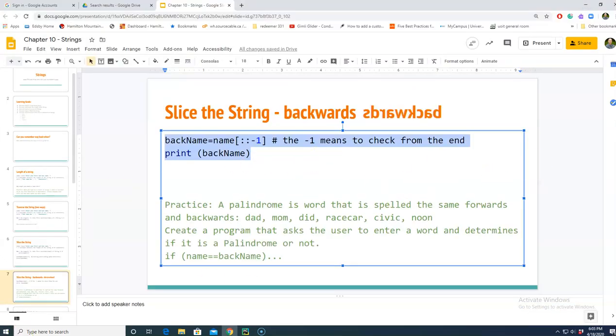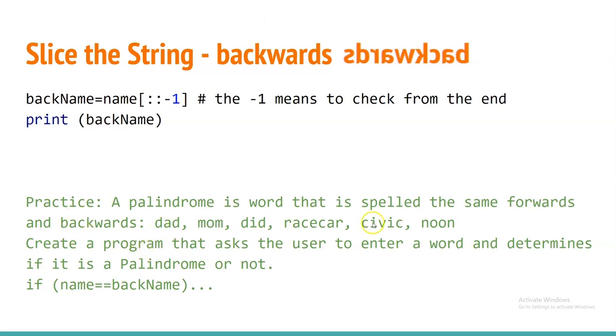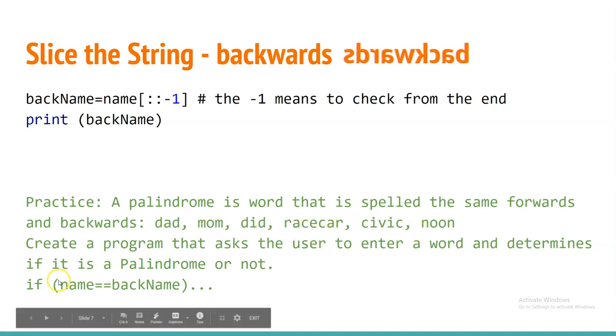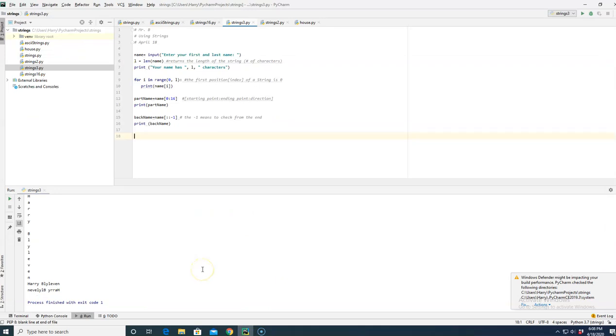Now, a simple use for this might be if you wanted to find out if a word is a palindrome. So a palindrome is a word that is spelled forwards and backwards the same. And I've got a few examples here: dad, mom, did, race car, civic, noon. If we wanted to create a program that checks for this, we could just use our conditional statement. So if name equals back name. Let's go into PyCharm and try this out.